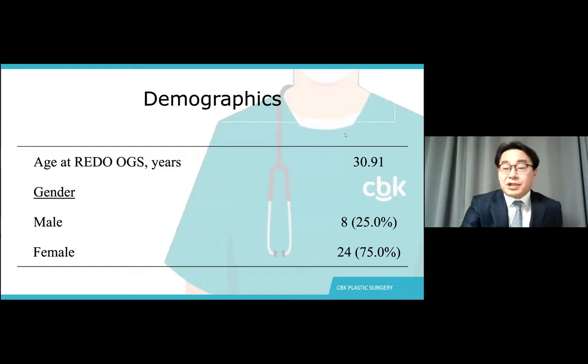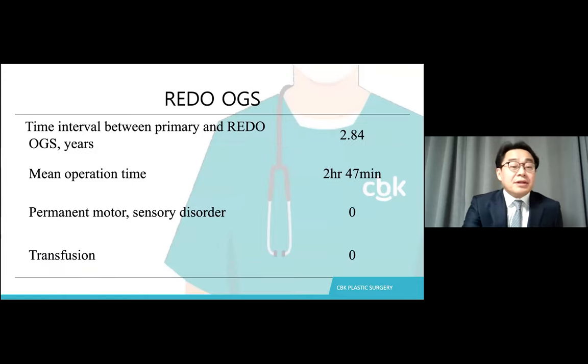Age at the redo surgery was 30.91 years, and male patients were 25%, and female patients were 75%. The time interval between primary and redo OGS was 2.84 years. Mean operation time was 2 hours and 47 minutes, and there was no permanent motor disorder or sensory disorder, and there was no transfusion during the surgery.